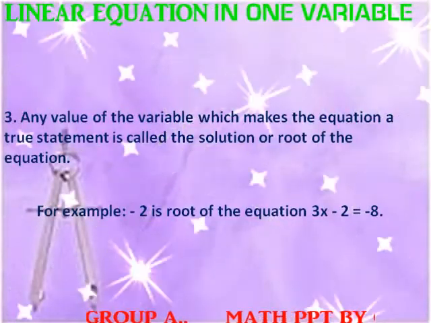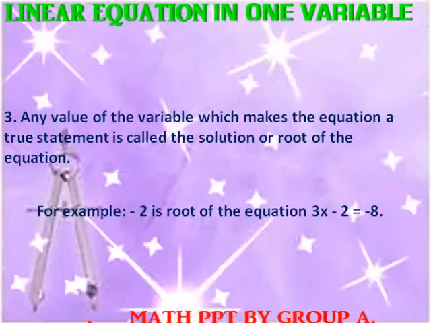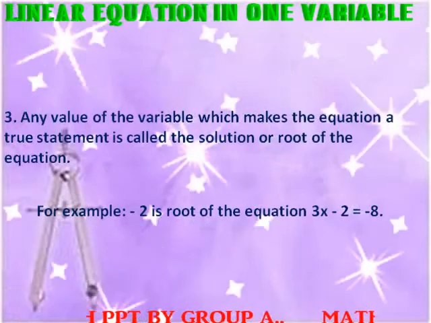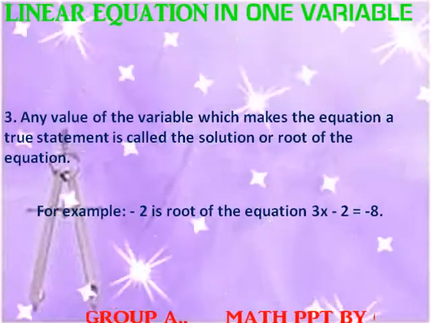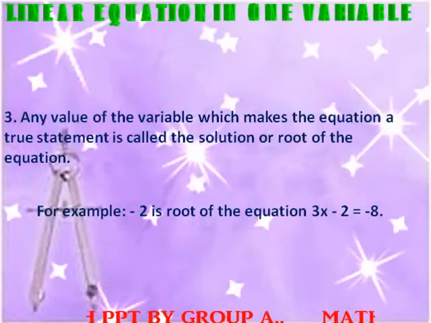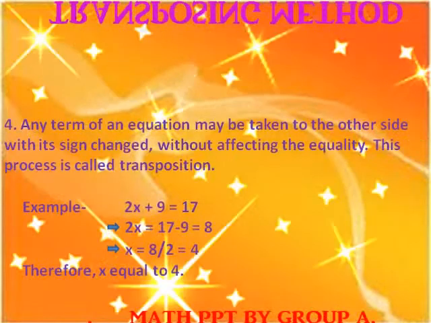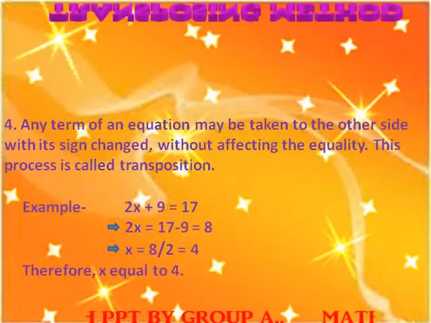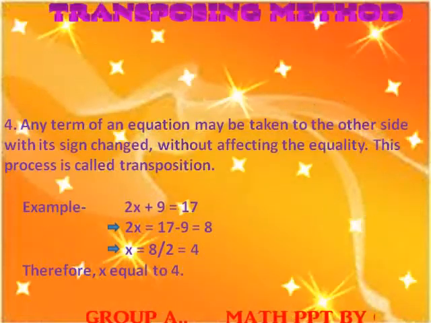3. Any value of the variable which makes the equation a true statement is called the solution or root of the equation. For example, minus 2 is the root of the equation 3x minus 2 equal to minus 8. 4. Any term of an equation may be taken to the other side with its sign changed without affecting the equality. This process is called transposition.